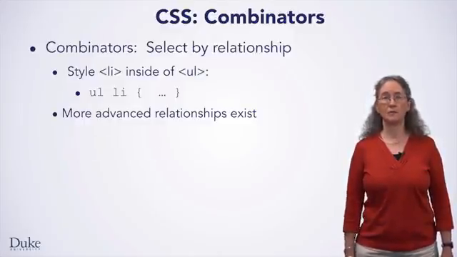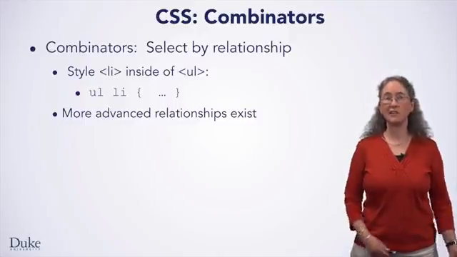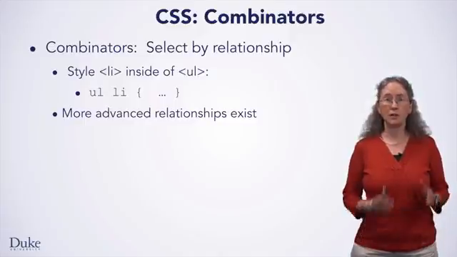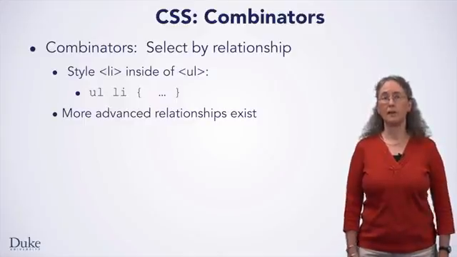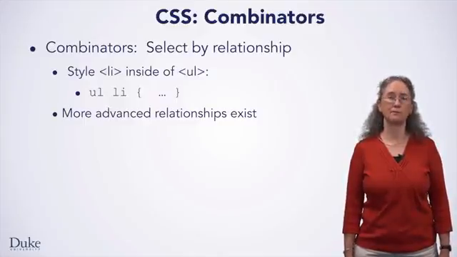The final way that we will mention, but not go into depth on, is called combinators. These let you specify relationships between tags. You might specify that you want to style LIs that are inside of ULs in a particular way, which you could do by writing UL LI as the selector. There are more advanced relationships such as siblings. Combinators are a more advanced topic which you do not need to know, but we mention it for those of you who want to explore a bit more.